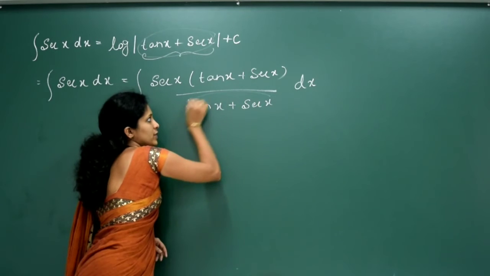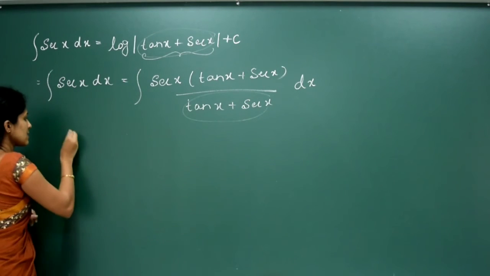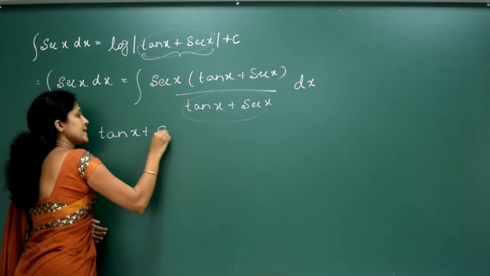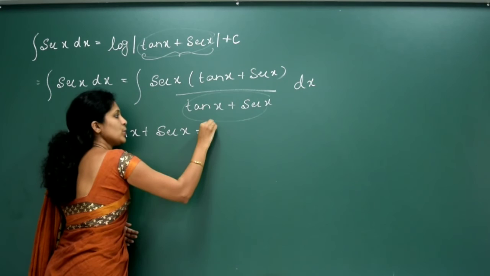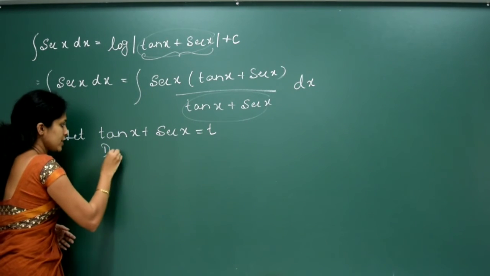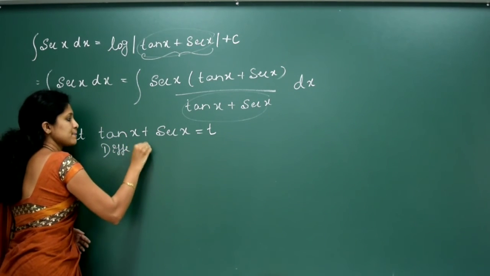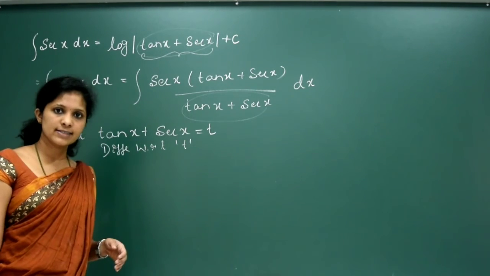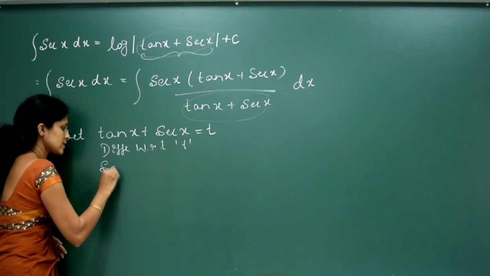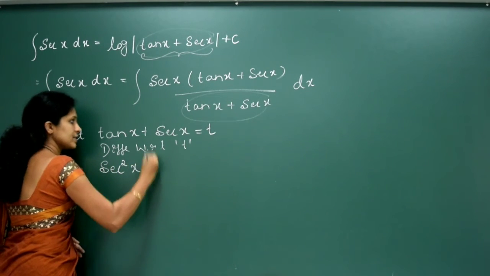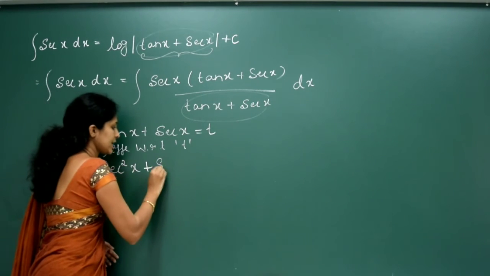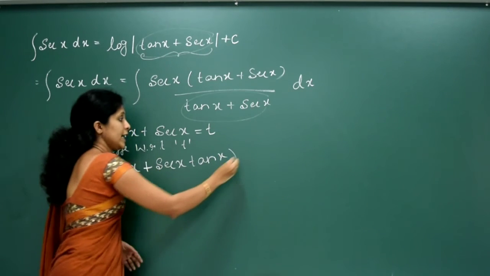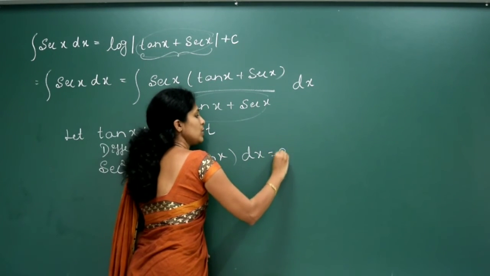Now give the substitution for this one. Let tan x plus secant x be equal to t. Now differentiate with respect to x. What is the derivative of tan x? Secant square x, right? So this is secant square x plus the derivative of secant x, which is secant x into tan x. You have to remember each and everything. dx is equal to dt.